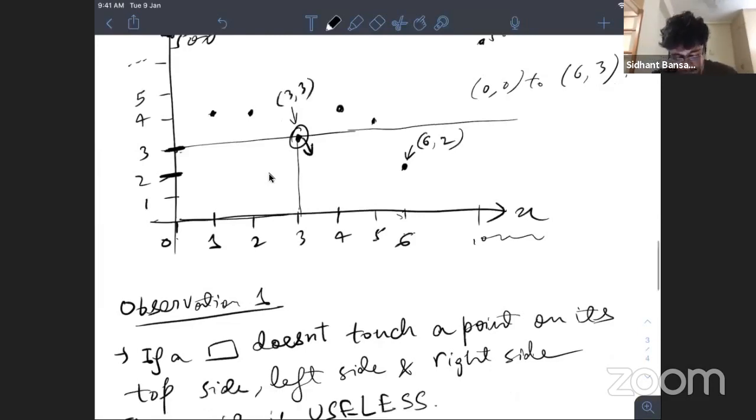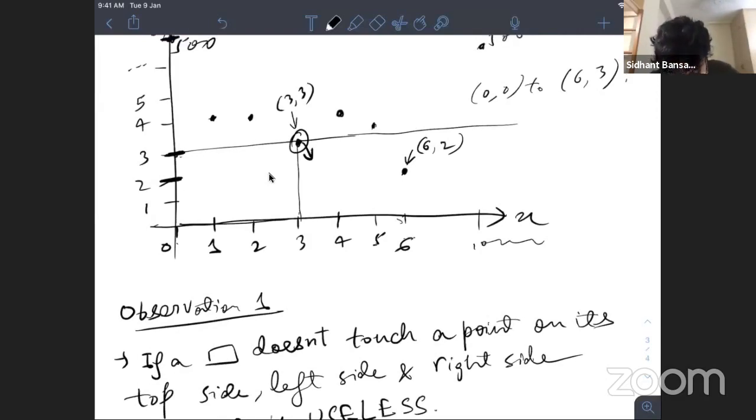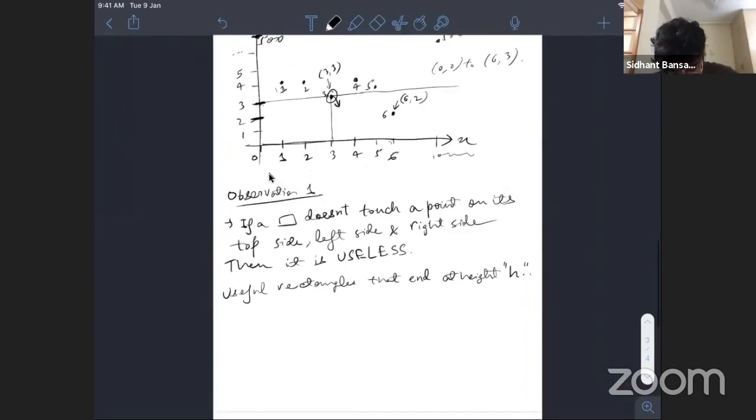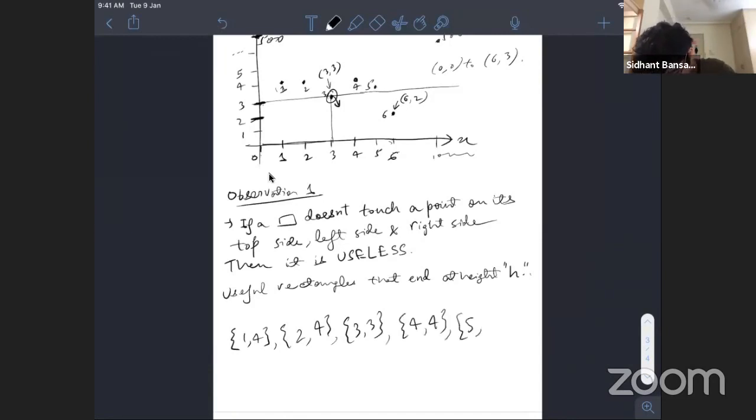So if you think about all these points in a vector, let's label these points 0.1, 0.2, 0.3, 0.4, 0.5, 0.6. And if you think about them, all of them present in a vector, then what are they? Let's think about the coordinates in the vector. We'll have 1, 4, then 2, 4, then 3, 3, then 4, 4, 5, 4, and finally 6, 2, right?